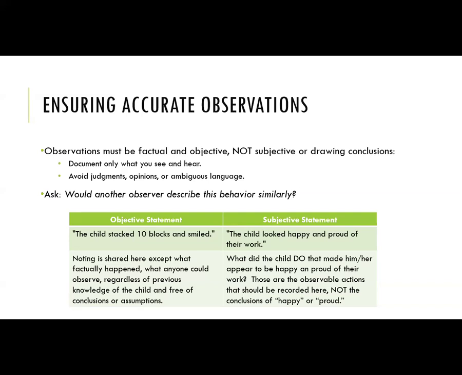So you document only the actions and words you actually see and hear, not interpreting them. Like here, the child stacked 10 blocks and smiled. You don't want to include, the child stacked 10 blocks, which was new for them, and then was happy. Was happy is different than smiled, maybe. Just what you see. So like here, the child looked happy and proud of their work. Well, what you would want to write is what the child actually did that made you decide they looked happy. What actual actions or words were there that told you they were happy and proud?